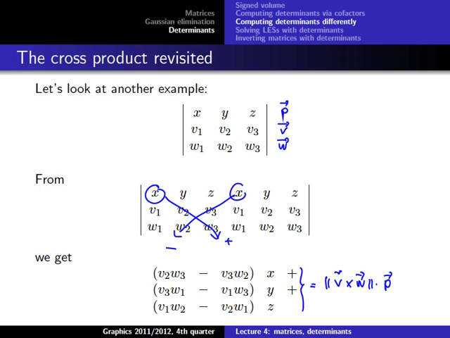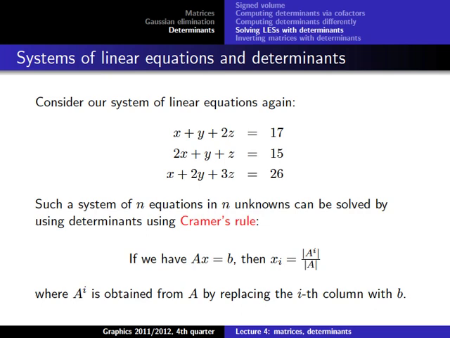For example, we can use them to solve linear equation systems, and we can use them to calculate the inverse of a matrix. So let's look at a linear equation system first. We saw that we can solve them with Gaussian elimination, but we can also solve them by using the determinants with something that is called Cramer's rule, which is defined as we have a linear equation system.